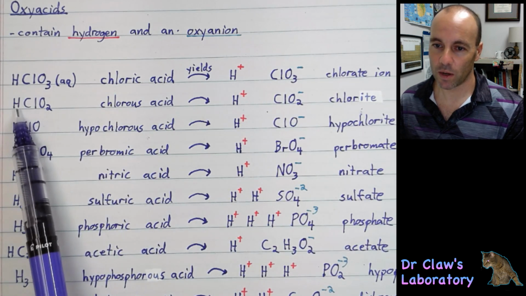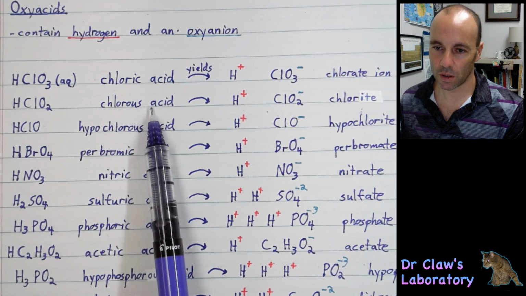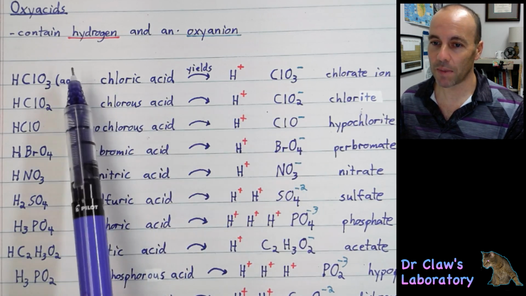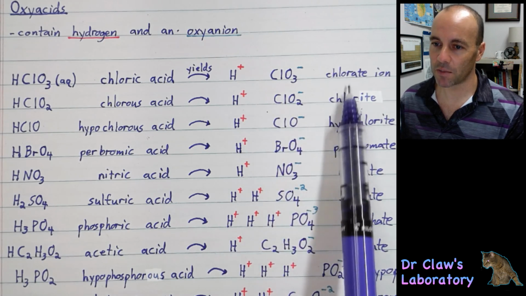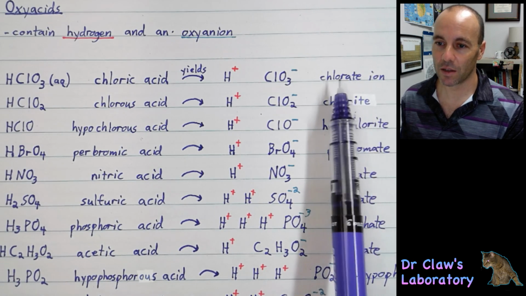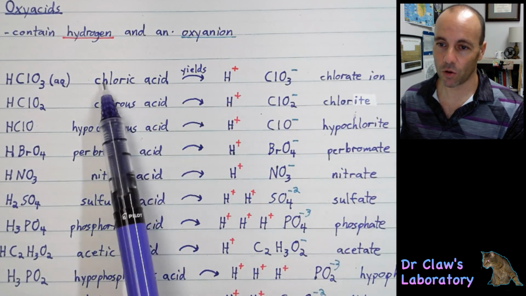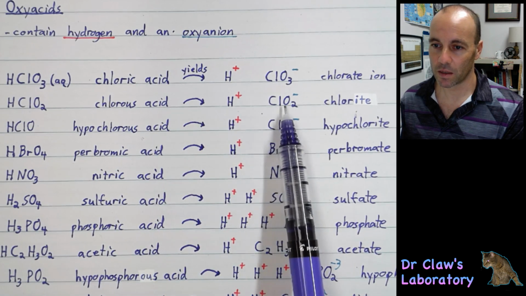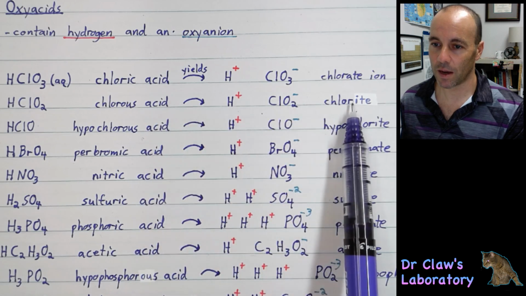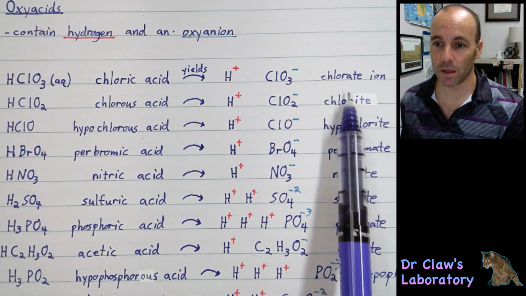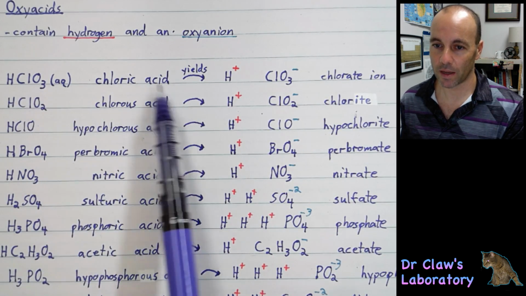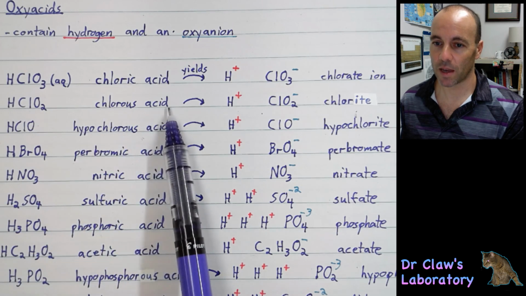The next one, HClO2, is chlorous acid, which releases the chlorite. And the way you name oxyacids is you look at the anion that's being released. If it ends in ate, you turn that into an ic. So this is chlorate ion, so this is called chloric acid. This is the chlorite ion that it releases, so this is called chlorous acid. So ite gets turned into ous, and ate gets turned into ic. This is chlorate, the chloric acid. This is chlorite, chlorous acid.